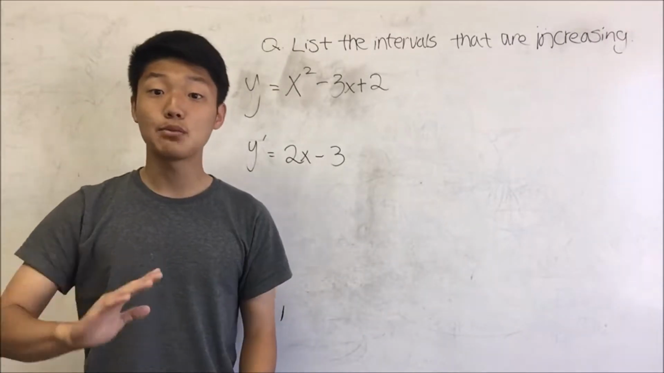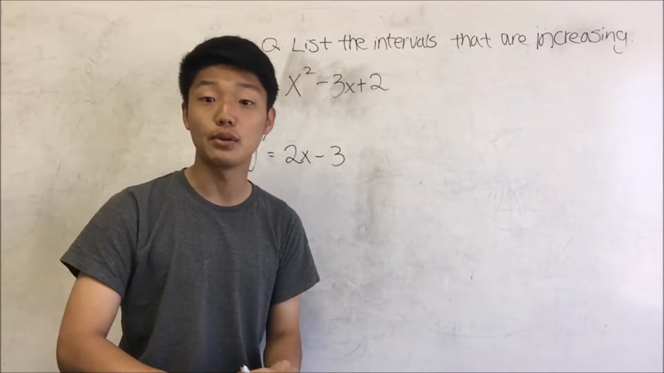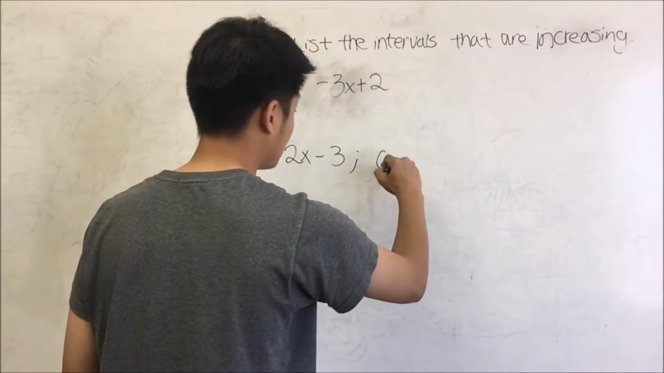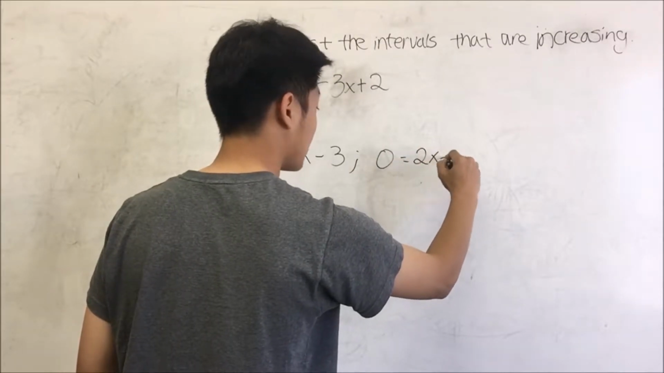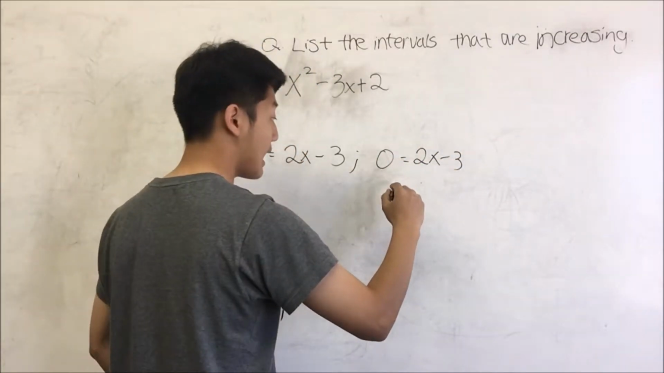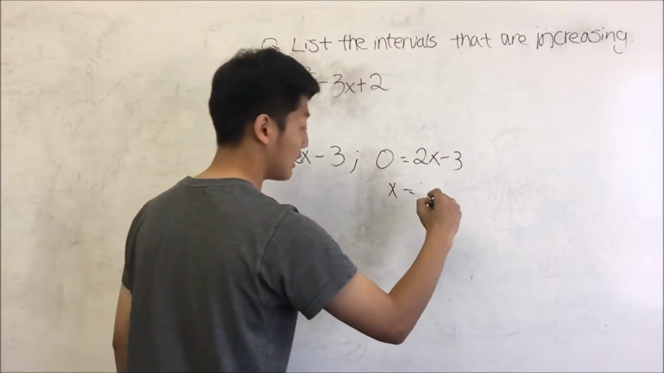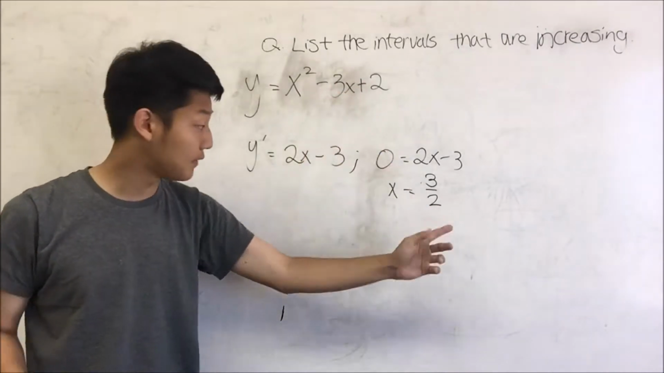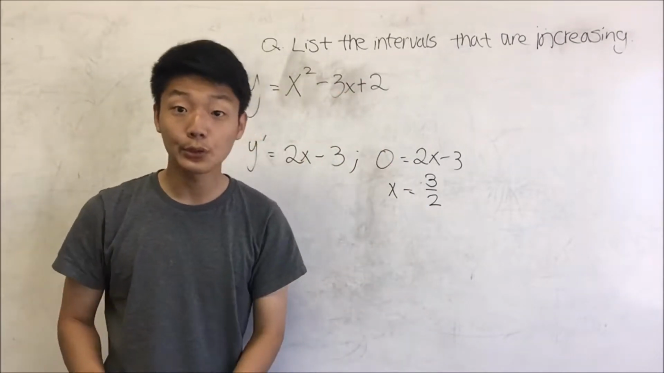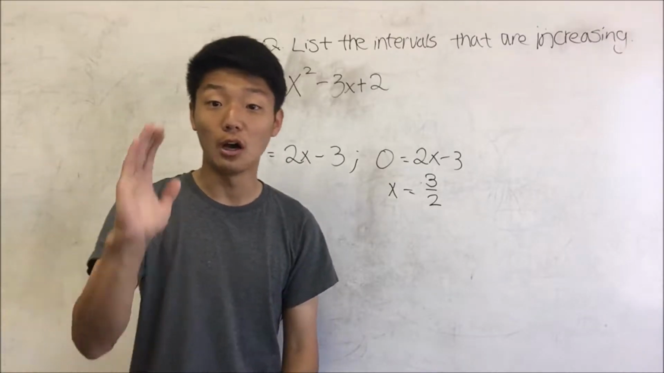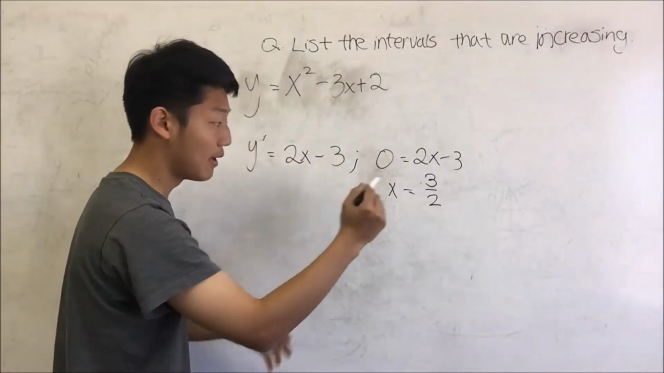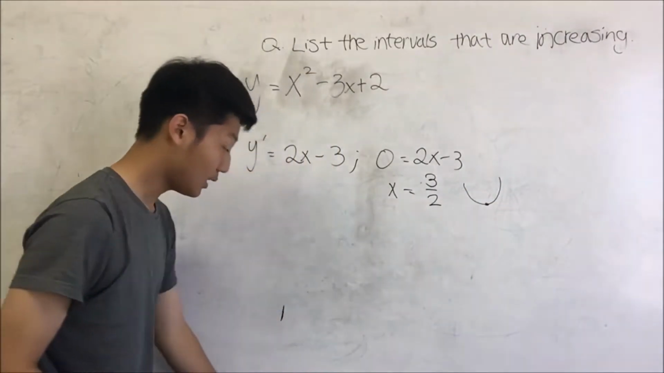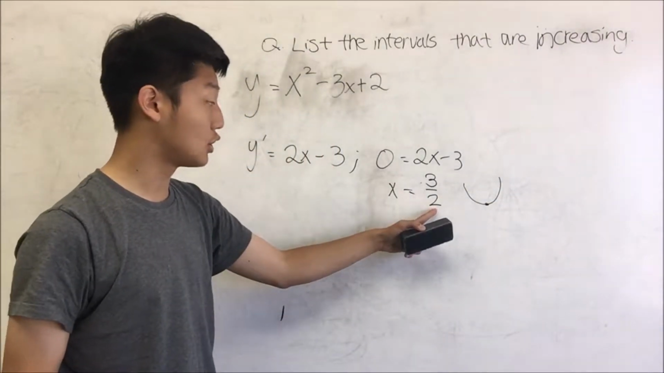Then, because we still have to find the critical point, we have to make it equal to 0. I'll write it here: 0 equals 2x minus 3, and solve for x. So we found that in this graph, this is our critical point. That means it will go either up like this or down like this, but because it's positive, it will be like that. And this point will be 3 over 2.